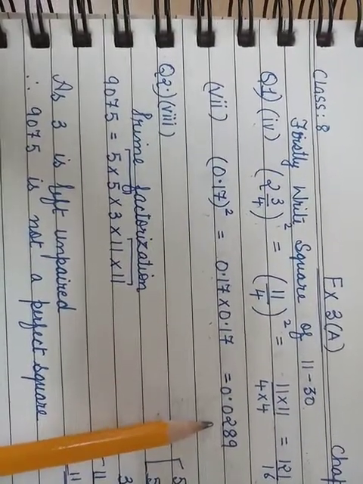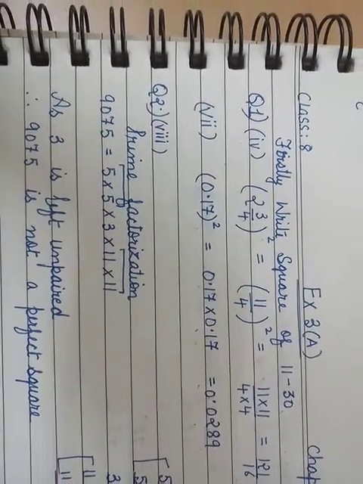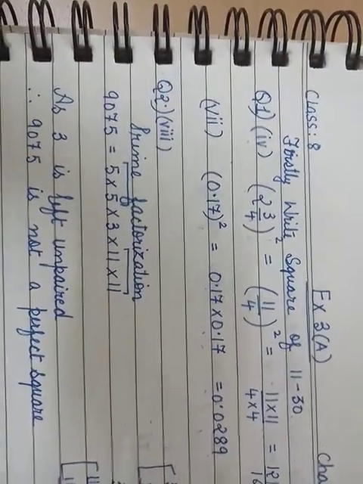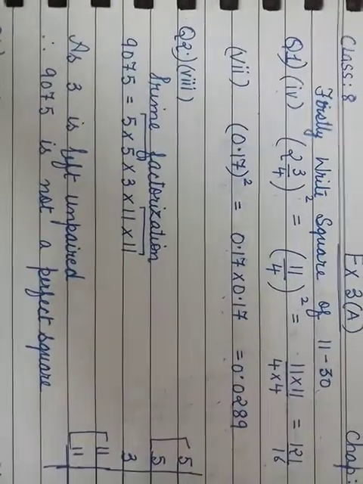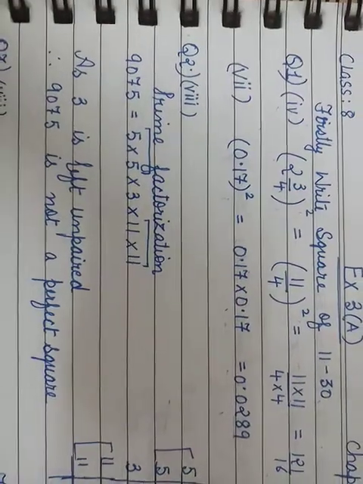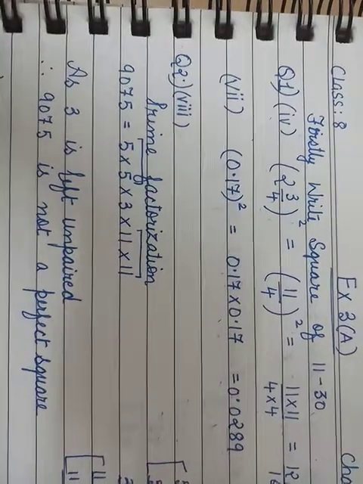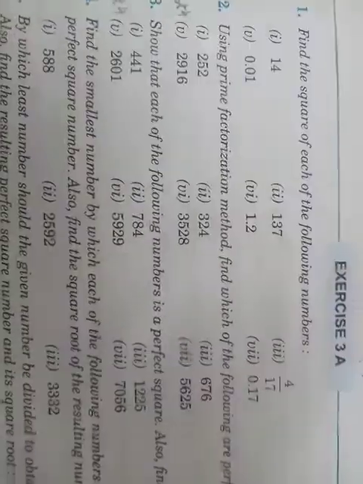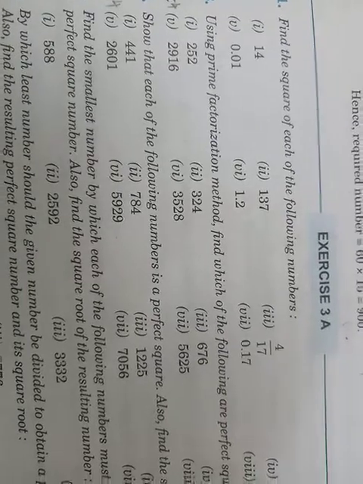Okay, students, learn the squares from 11 to 30. The moment you learn them, your calculation becomes easy. See, I have learned that 17 square is 289, so I have written the answer directly. Okay. Then I discussed question number 2.